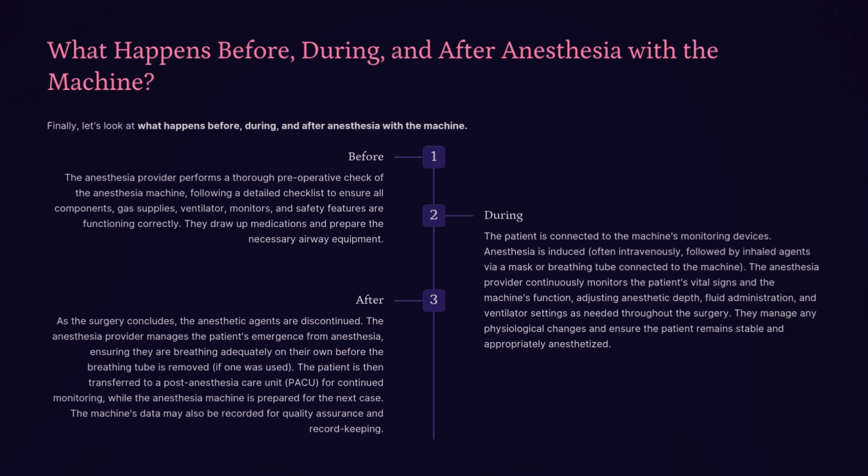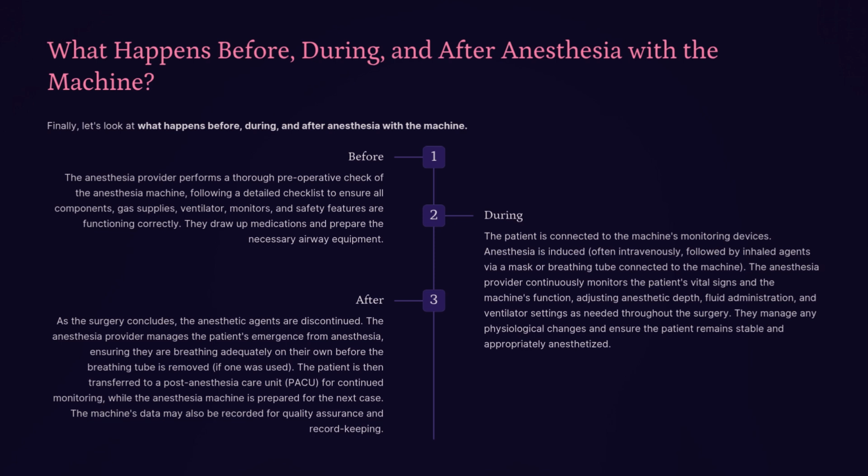During, the patient is connected to the machine's monitoring devices. Anesthesia is induced, often intravenously, followed by inhaled agents via a mask or breathing tube connected to the machine. The anesthesia provider continuously monitors the patient's vital signs and the machine's function, adjusting anesthetic depth, fluid administration, and ventilator settings as needed throughout the surgery. They manage any physiological changes and ensure the patient remains stable and appropriately anesthetized.